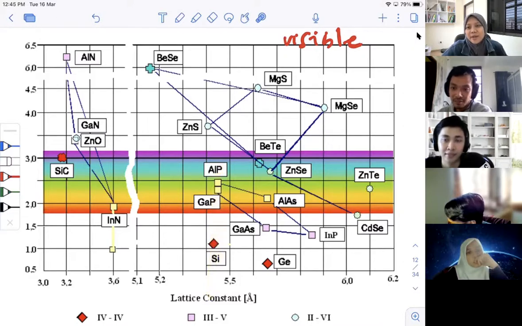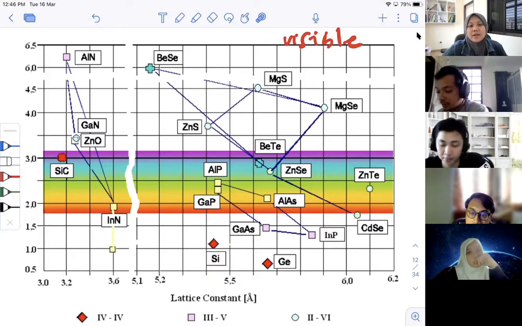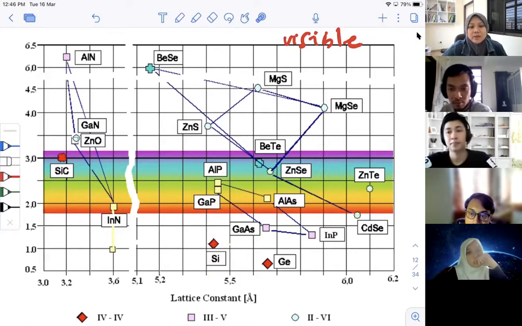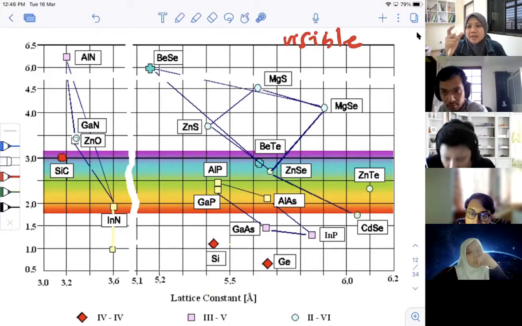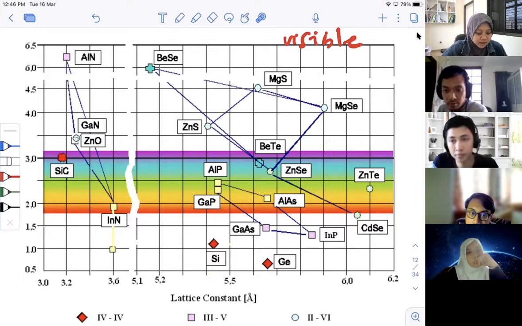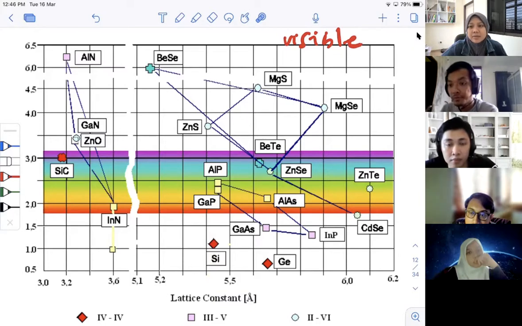Okay, all right. Thank you. Yes, you are right. Tapi saya nak betulkan sikit. This graph is actually very important because number one, it gives us the lattice constant, how big the lattice constant is so that we can make a device. However, it's actually not as simple as that. Lattice constant is just one of the parameters that will define the mechanical stress.